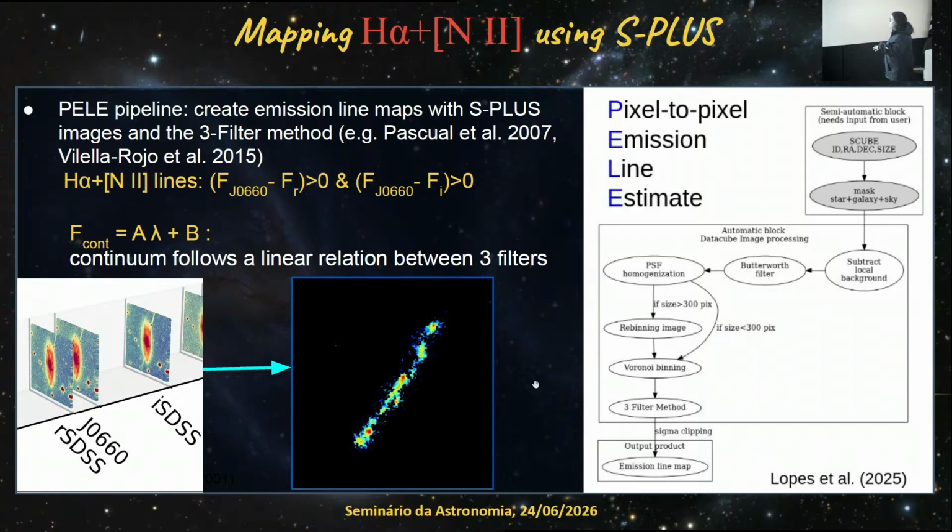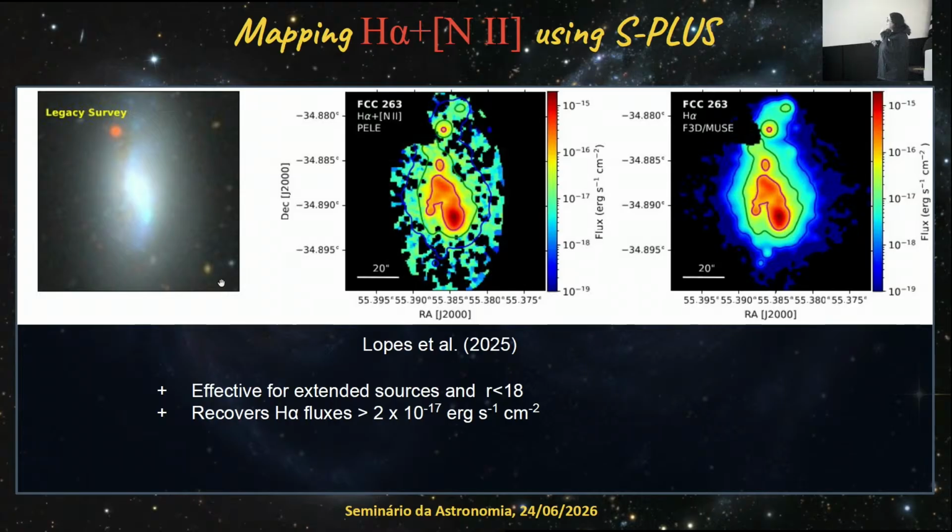And finally, we use what we call the three-filter method, which is basically an easier way to get the emission line maps without doing the whole SED fitting. It basically maps the excess of the H alpha filter with respect to two other filters that work to build what we call a continuum. The continuum is very simple. It follows a linear relation between the three filters. So it's very simple to do. And then we have the emission line map.